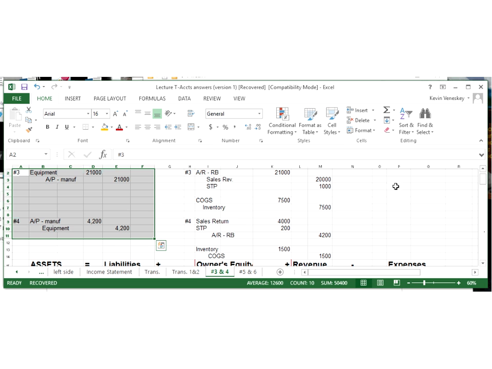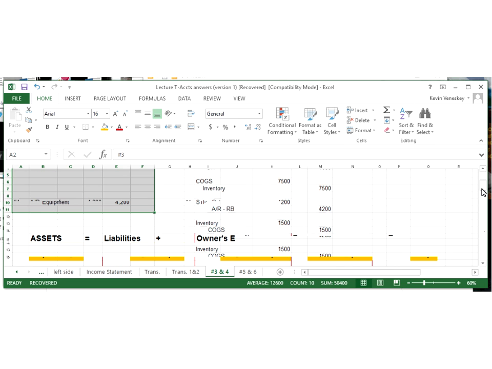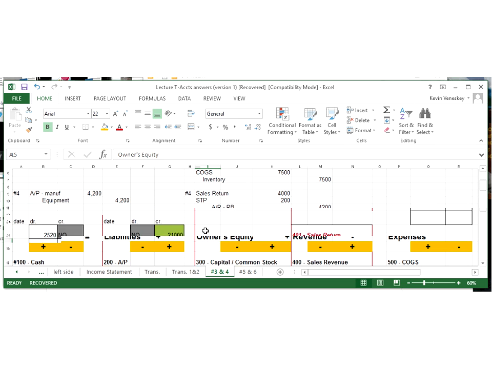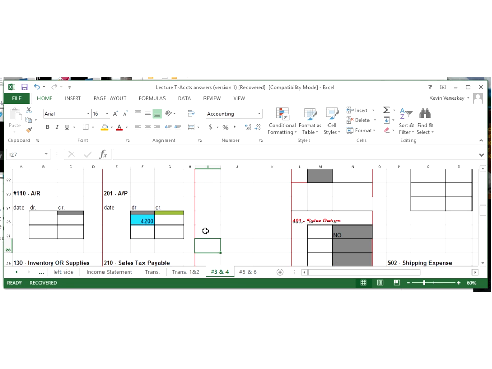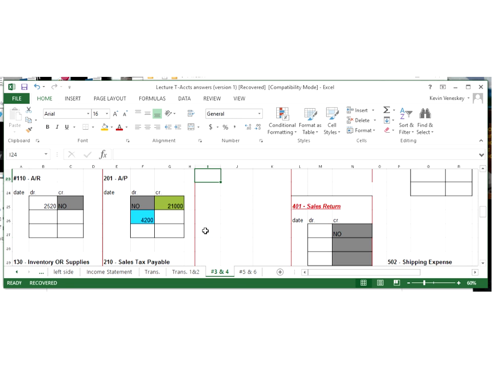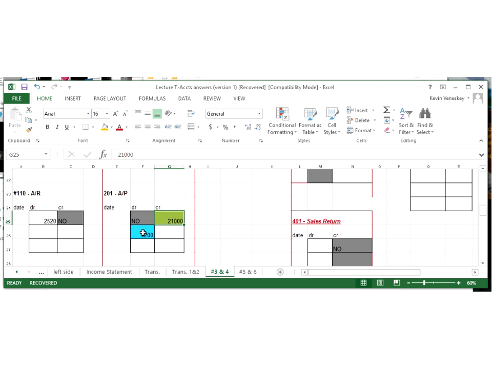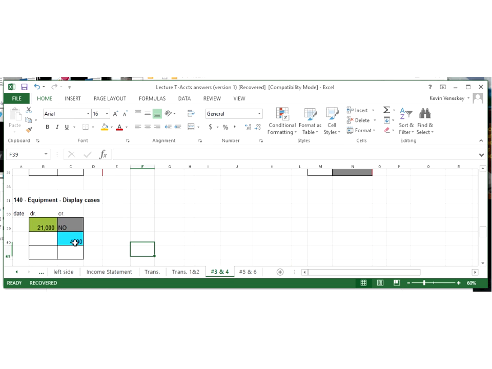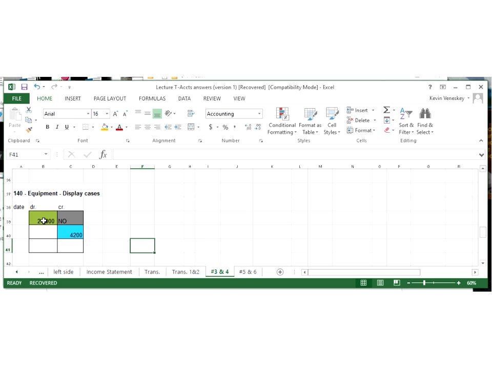Now again, I'm only doing the journal entries for this one for Ring Bling. So I'm only going to have the two accounts being affected on these two transactions. So there's my accounts payable for the manufacturer, showing that I owed 21, but I just took off 4,200 there in example 4. Then I come down to my equipment, and I showed that I bought $21,000 of equipment, but I simply subtracted out $4,200 of it because I gave it back.